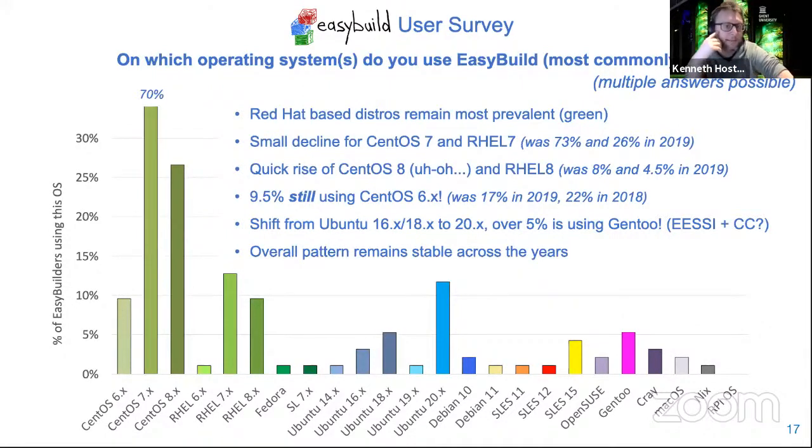CentOS or RHEL-based operating systems are still the most prevalent here. That has been the case over time and is not a big surprise, I think. So it's pretty well known that RHEL-based systems are most prevalent in the HPC community. CentOS 7 usage is slowly going down, so people are starting to switch to CentOS 8 and RHEL 8.